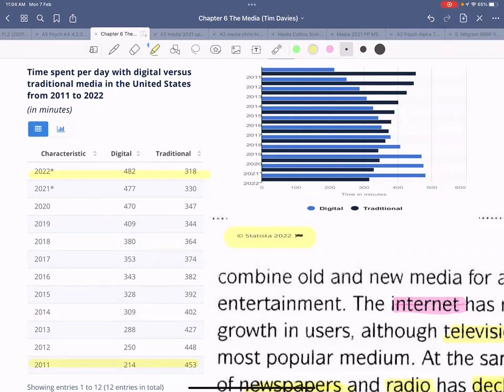Now, the time spent per day with digital versus traditional media. Look at this difference. In 2011, there was more time spent on traditional media than digital media. 2011 ke saath aap 11 saal add kar le to 2022 ke andar, and 2022 just started. Look at the amount of difference. Aaj aapke paas digital media zyada use ho raha hai aur traditional media kam use ho raha hai. And we're talking about United States over here, right?